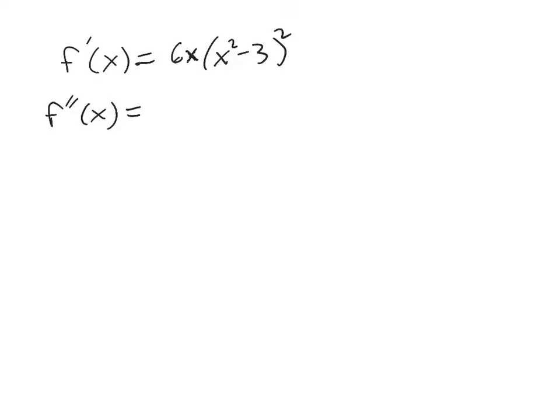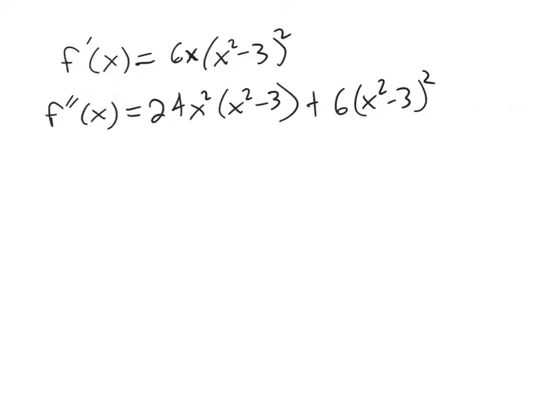So we end up with 24x squared times x squared minus 3, and then plus 6 times x squared minus 3 squared. When you do all this by hand, this is what you get. I kind of kept track of stuff in my head because I noticed when I brought the 2 down, that was going to give me 12. And when I took the derivative of the inside, that would give me another 2, and that would make that 24. But again, just write everything out. Don't try to do it in your head. Just take the derivative of this and lay everything out. Don't take any shortcuts.